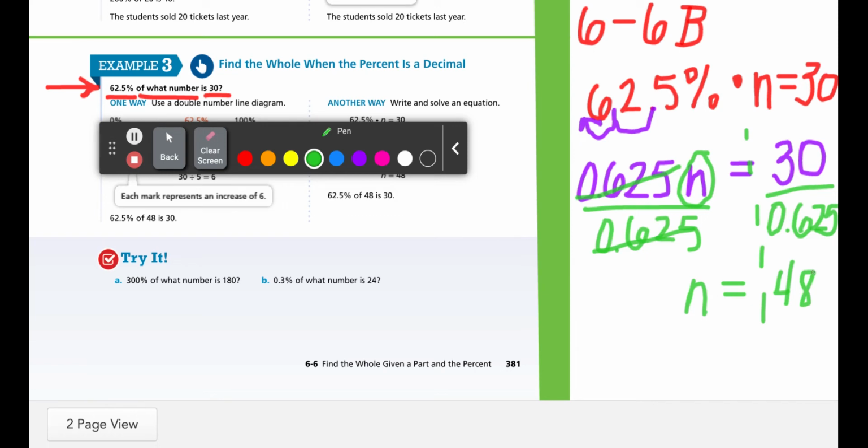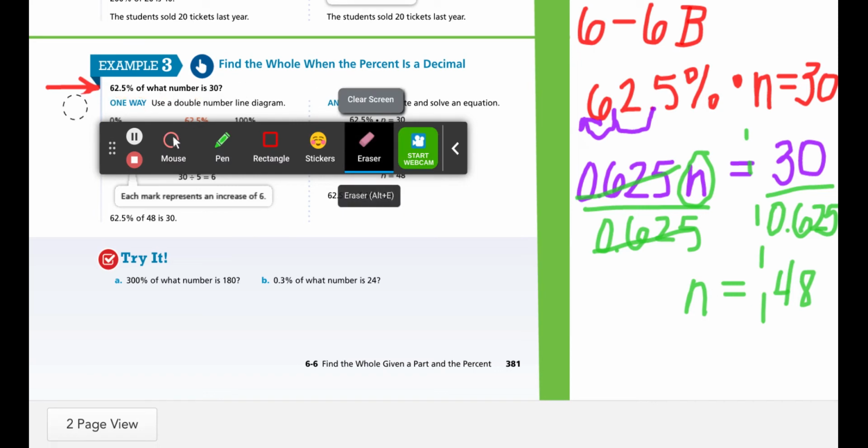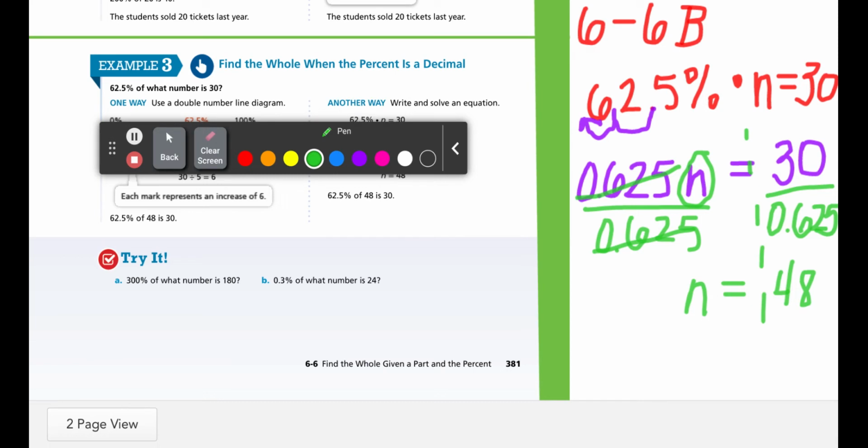So let's go back and see if that makes sense. If our sentence says 62.5% of 48 is 30. Does that make sense? Yeah, it does, because 30 is more than half of 48, so that's about 62.5%. That would make sense. Okay, now let's look at the try it.